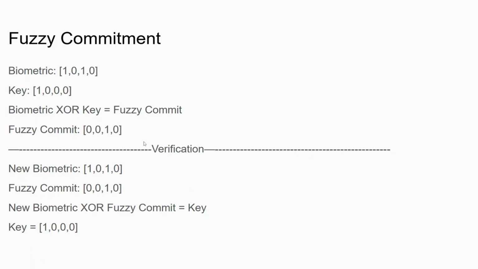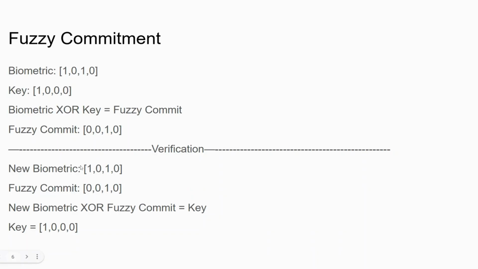So let's focus on the example at the top. The biometric example here is 1010, and then what this algorithm does is it generates a random key. In this case, it's 1000. Then the algorithm is very simple. It's just going to XOR the biometric by the key, and then you get your output, 0010 in this case.